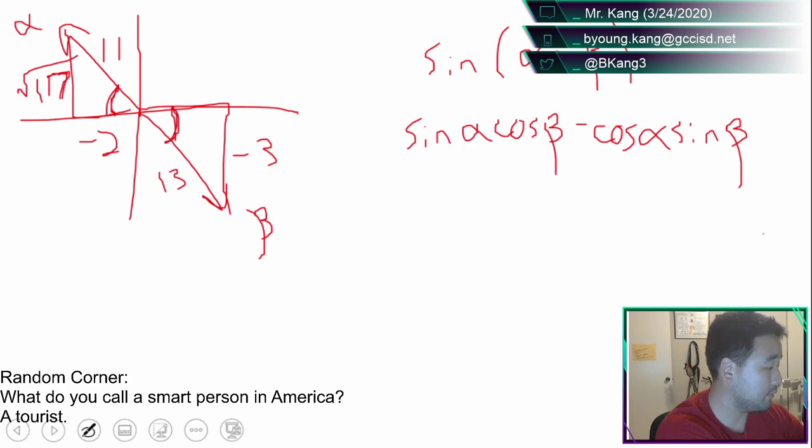Okay, and then down here, we've got 169 minus 9, so square root of 160, which is going to reduce.